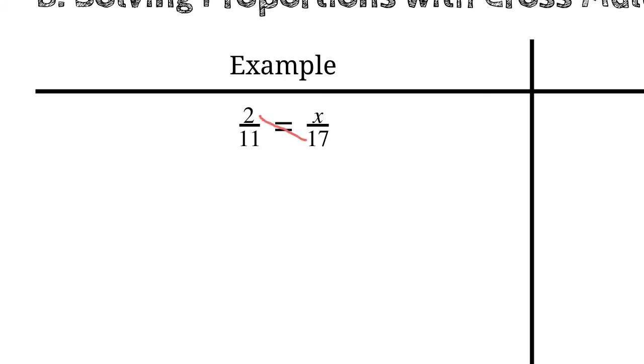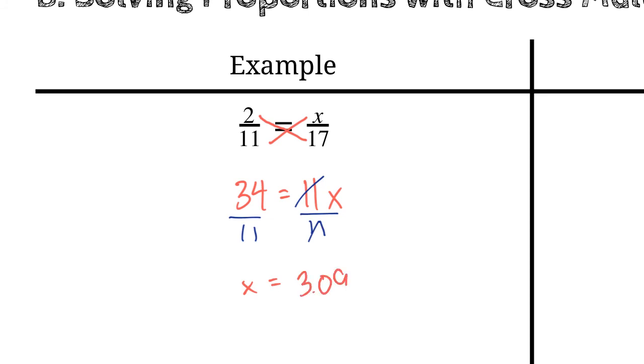So to solve this proportion with cross multiplication, I have to multiply across the equal sign. So 2 times 17, which is 34, and that's going to equal 11 times x, which is 11x. To solve this equation now, remember I'm trying to isolate x, so I have to divide by 11 in order to cancel those out, and I have to divide this by 11 as well. So the answer is 34 divided by 11, which gives me a number with a lot of decimals, so I'm going to round to 2 decimals. X equals 3.09. That's it. That's the answer.